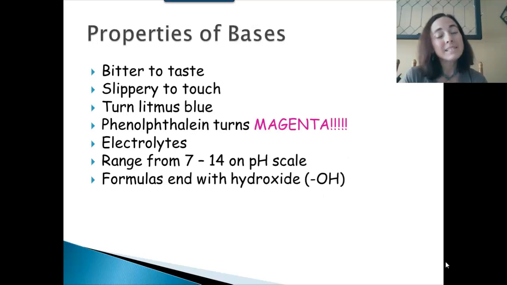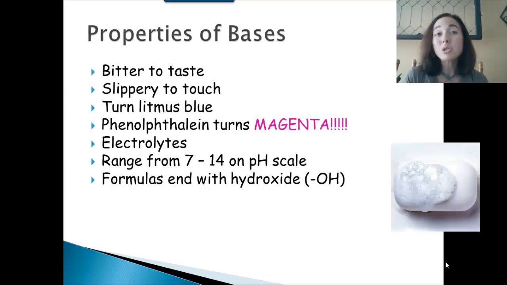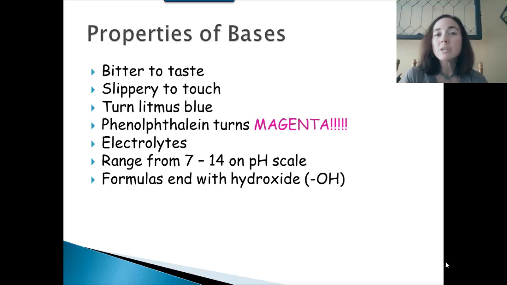Bases, instead of being sour, are bitter to taste. Think about soap if it's ever gotten in your mouth. Bases are slippery to touch. They turn litmus paper blue. Remember that acids turned litmus paper red. The phenolphthalein indicator in the presence of a base turns a magenta color. It's a really dark, hot pink color.